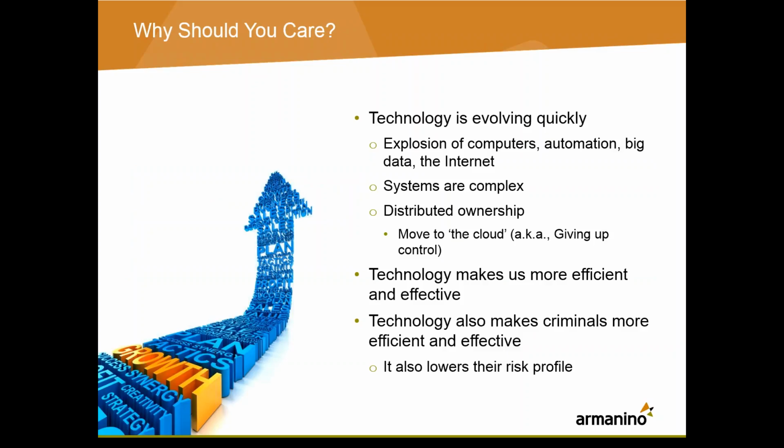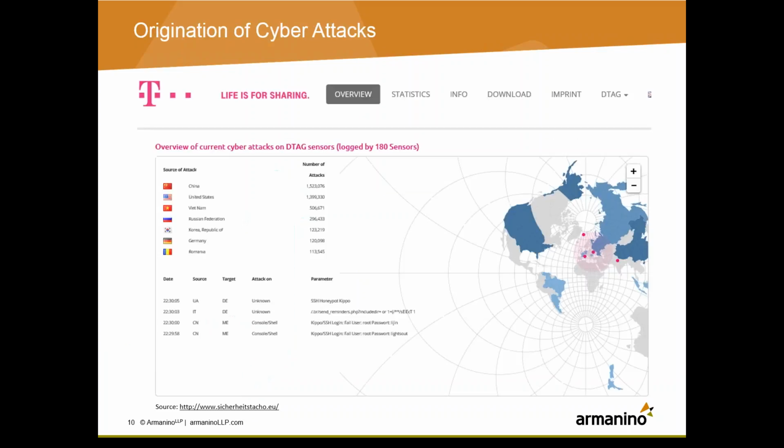It really gets back to technology, right? Technology is evolving. If you think about when it really started going big, maybe in the 1970s, we rely on computers to a great degree. They've become more complex, and the ownership of them has become distributed. That, therefore, makes it very difficult to try to manage and operate and really understand things from end to end. It's good because it helps us be more efficient and effective. That's why we have them in our businesses and in our personal lives. But the bad guys also have learned to use it to their advantage and be more efficient and effective in what they do. And it also lowers their risk profile.